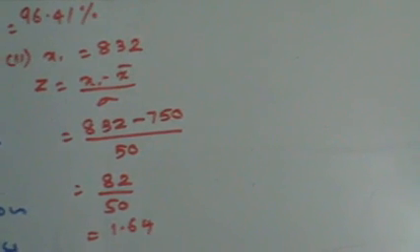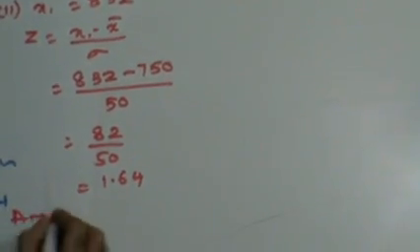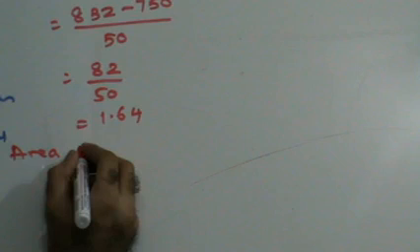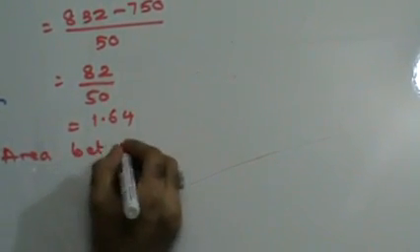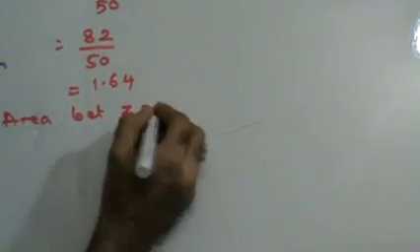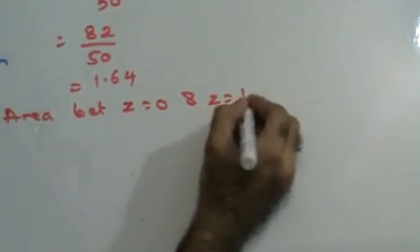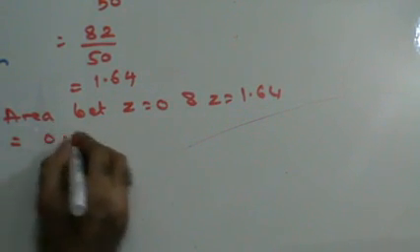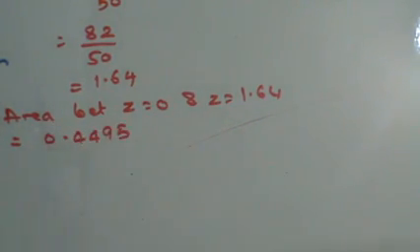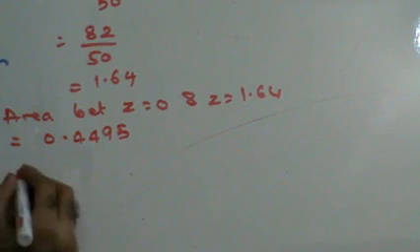Fine, do we get this clear? Positive 1.64. Now, the data, again, either they will give you the normal distribution table, or they will give you the data in the sum. The area between Z is equal to 0 and Z is equal to 1.64 is given to you as 0.4495. Right? Now, let's draw the bell curve.